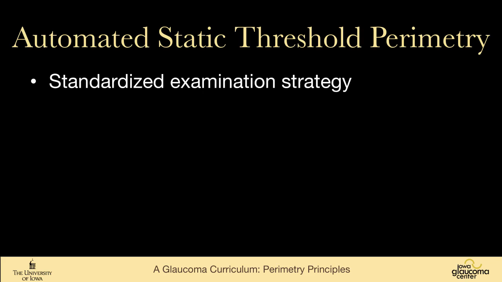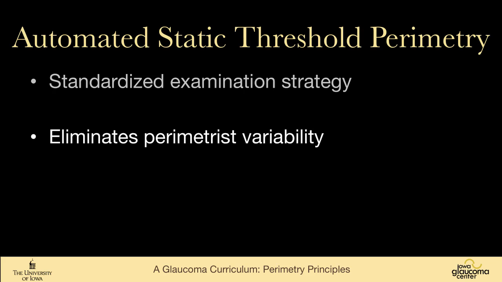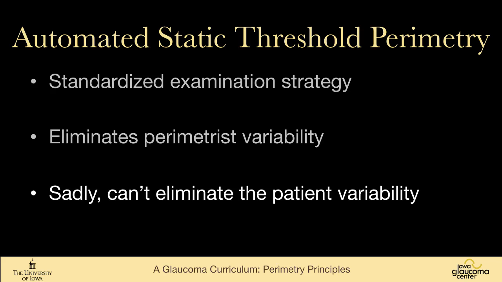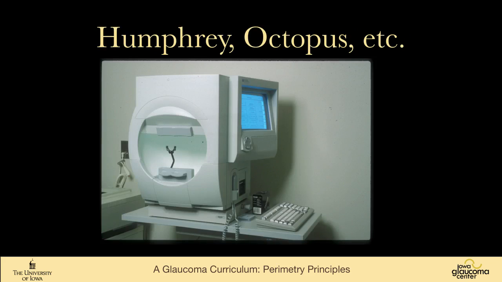A real advantage is that there's a standardized examination strategy, so if I did a field in Iowa City and somebody else did it in Helsinki, it would be exactly the same test. It eliminates the perimeter's variability from field to field, and it takes much, much less skill to do than a manual kinetic perimetry. Sadly, it can't eliminate the patient variability. So this is a Humphrey perimeter.